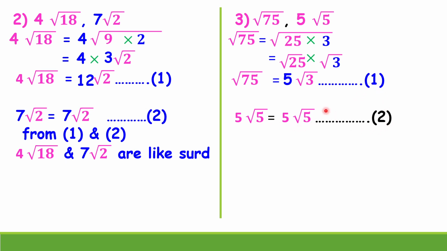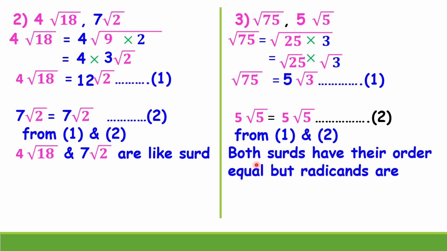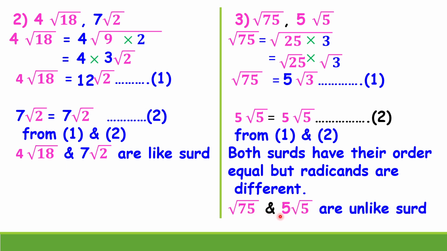From equation 1 and 2, root of 75 is nothing but 5 root 3, and 5 root 5 is equal to 5 root 5. Here the order of the surd is equal, but the radicand of the first surd is 3 and that of the second surd is 5, which is not same, or which is not equal. Therefore from 1 and 2 we say that both surds have their order equal but radicands are different. Therefore root 75 and 5 root 5 are unlike surds.